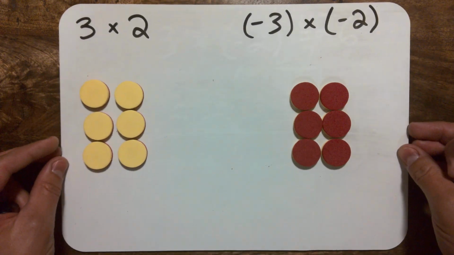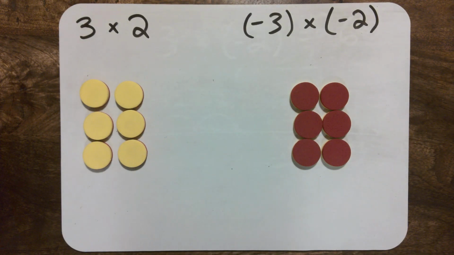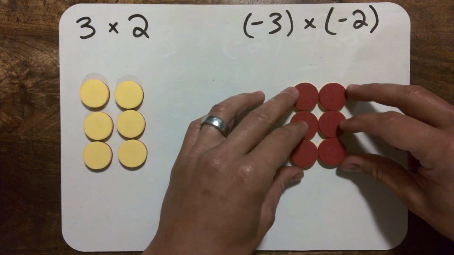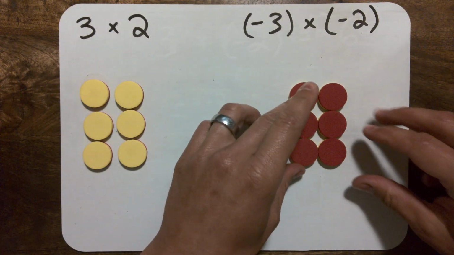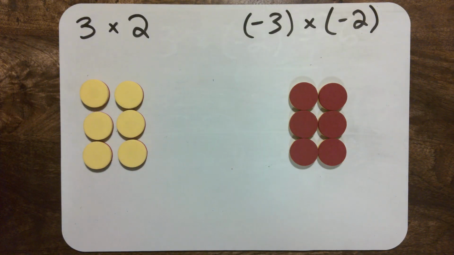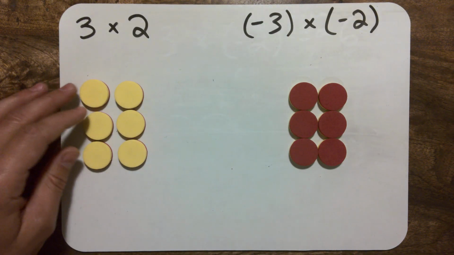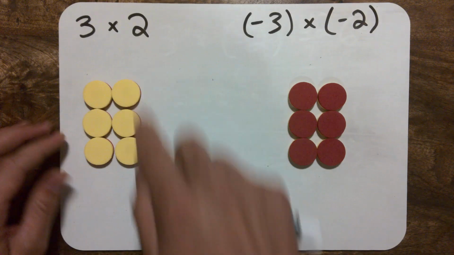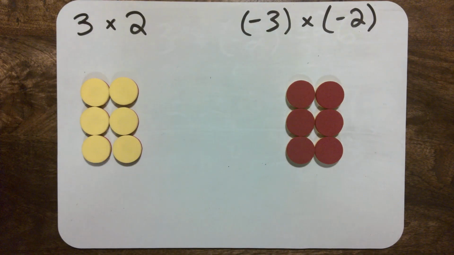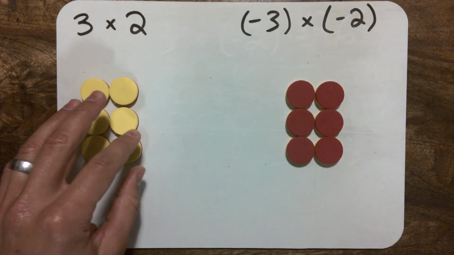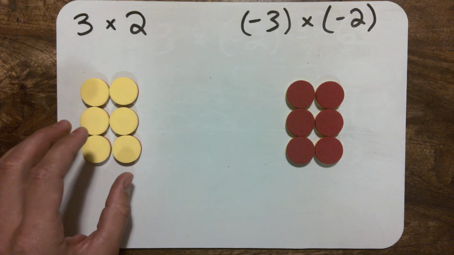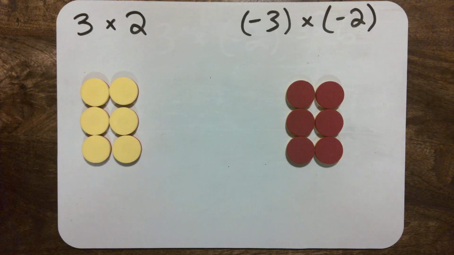So we're going to start with the same sign rule. I'm just going to use arrays with the two-color counters for all the concrete models. So if we have three groups of two, or three rows that have a size of two, then my product is these six yellow counters. Yellow is positive, so my answer is going to be 6 here.